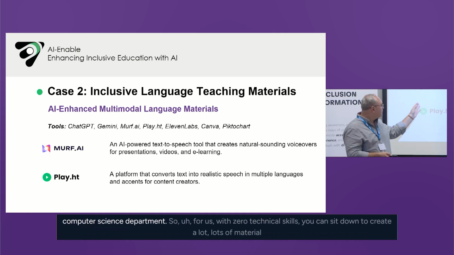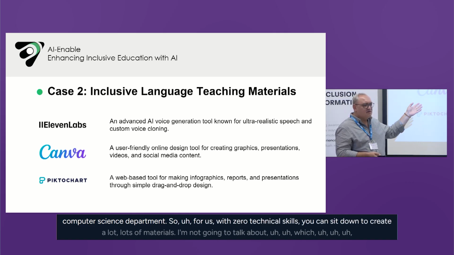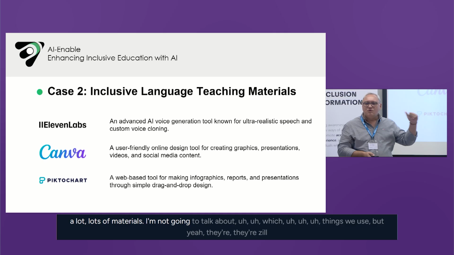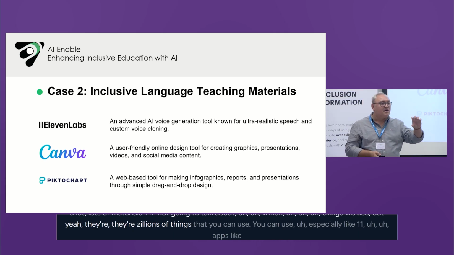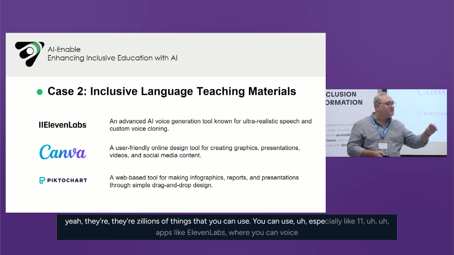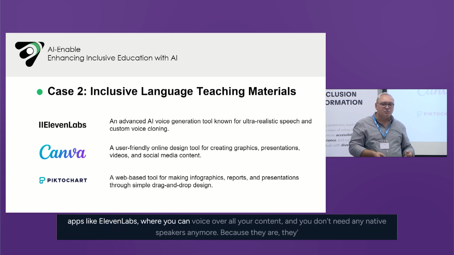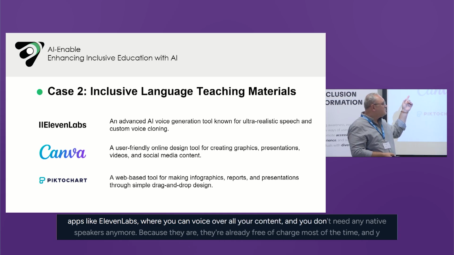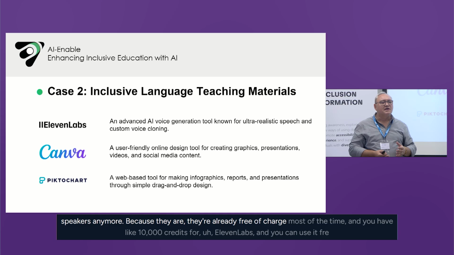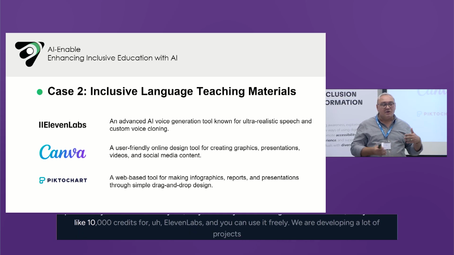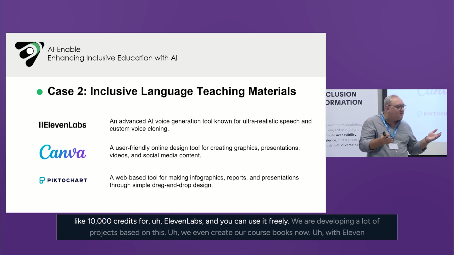I'm not going to talk about which things we use, but yeah, there are zillions of things that you can use. You can use especially apps like 11 Labs, where you can voice over all your content and you don't need any native speakers anymore, because they are there already, free of charge most of the time. You have like 10,000 credits for 11 Labs, and you can use it freely. We are developing a lot of projects based on this. We even create our course books now with 11 Labs, and this works, right?